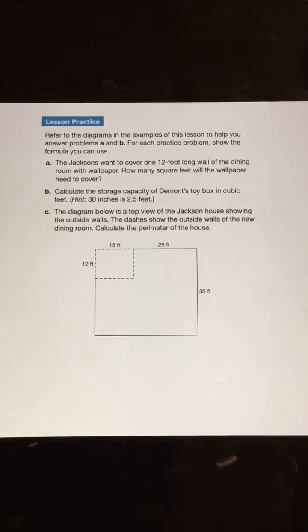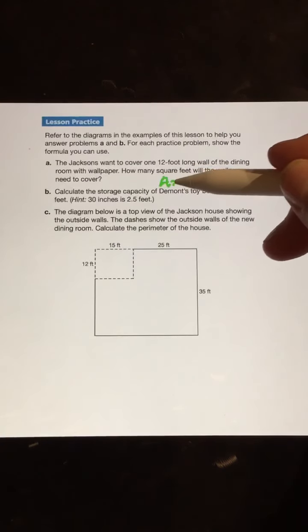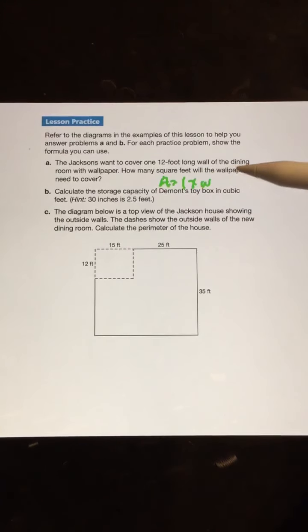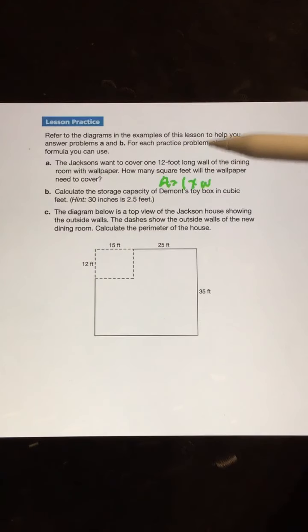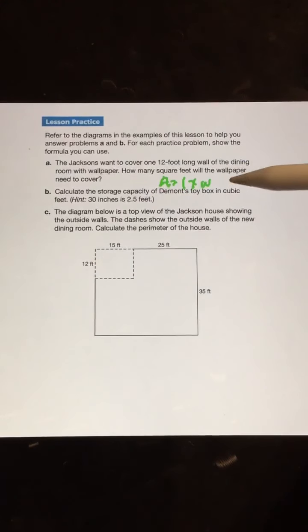Okay? So we need to take area, and for this one right here, we are doing area equals length times width. So guess what? It's a 12-foot long wall, and the height that we would need to use, because it's going up, will be 10 feet. So 12 times 10, as we all know, is 120, right? So it is 120 square feet, correct?